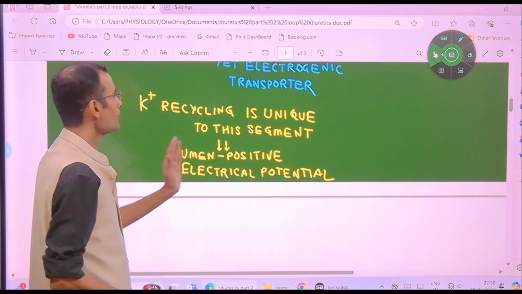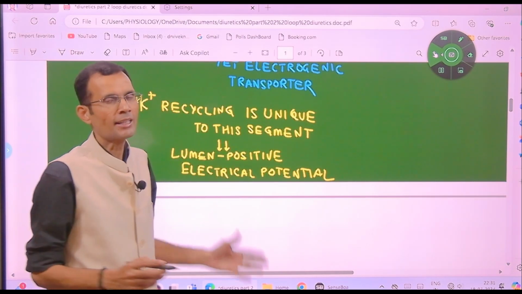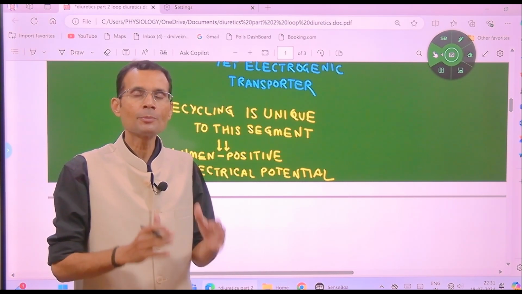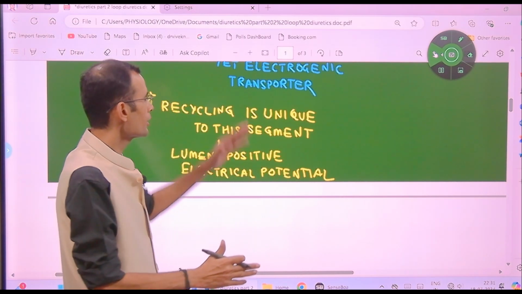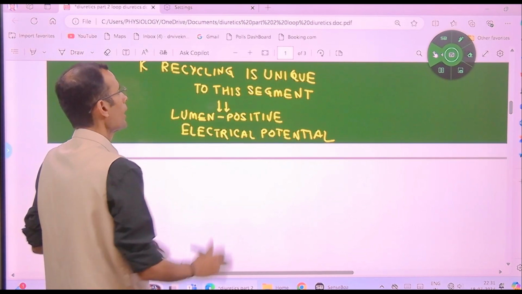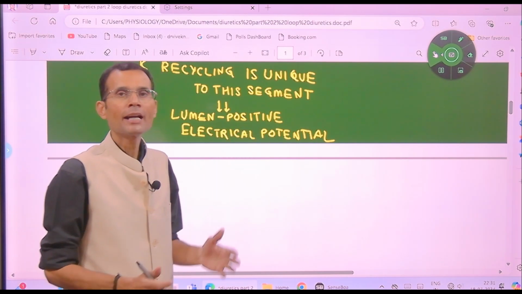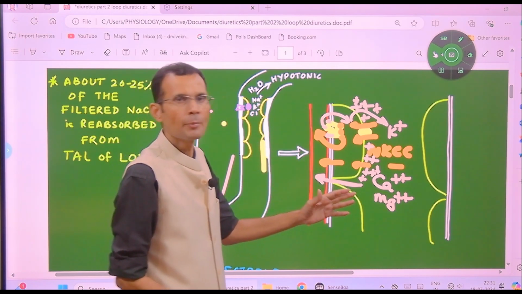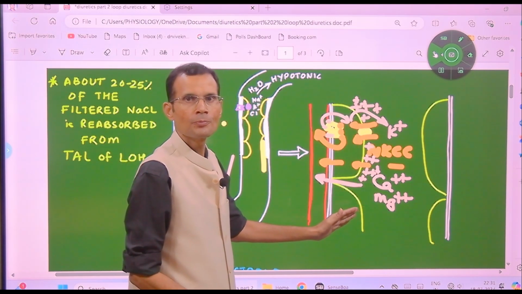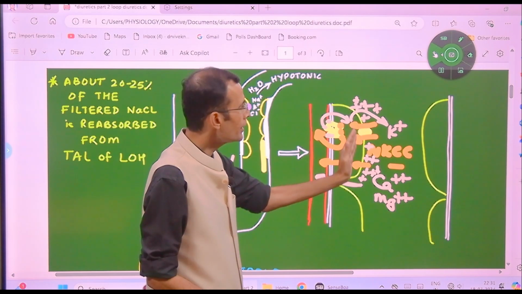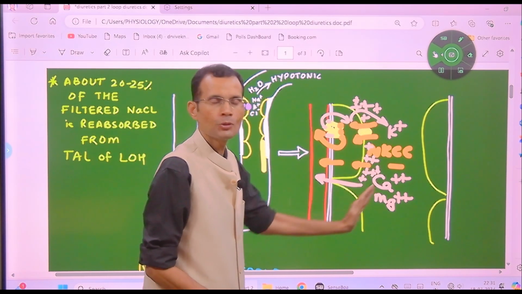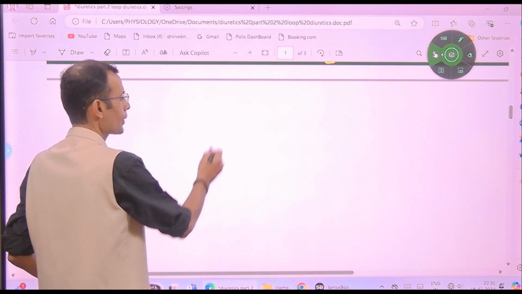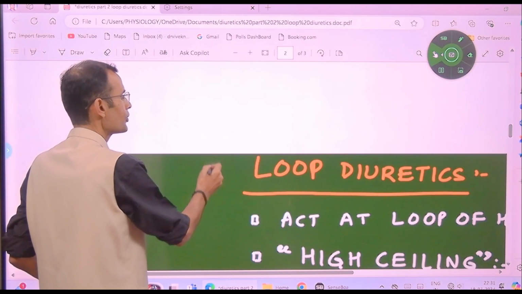As I mentioned, potassium recycling is unique to this segment. It doesn't happen anywhere else. Please note it down that potassium recycling is very unique to this particular segment, and it creates a lumen positive electrical potential. The highlight of this segment is that just outside the cell, in the lumen of the tubule, positive charges are accumulated, and we also saw the result of that, the reabsorption of the cations calcium and magnesium.